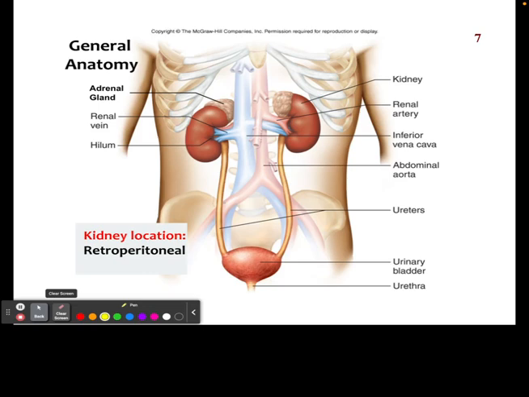Once the urine is collected in the bladder, it can then be removed through the urethra. So it'll exit the body from the urinary bladder down the urethra and exit the body.